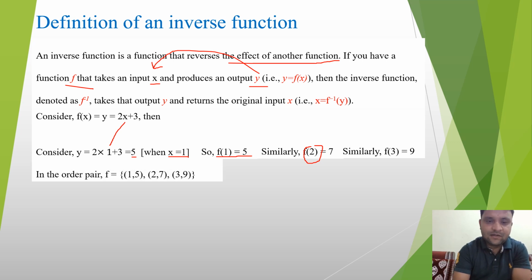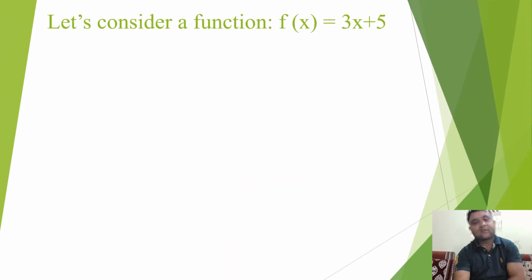So the ordered pairs are (1, 5), (2, 7), and (3, 9), because when 1 was the input, 5 was the output, when 2 was the input, 7 was the output, and when 3 was the input, 9 was the output. Now the inverse function is just the opposite of this one. If we keep 5 as the input, that will give us 1 as an output. If you keep 7 as the input, that will give us 2, and if we keep 9 as an input, that will give us 3. That is what our inverse function is.